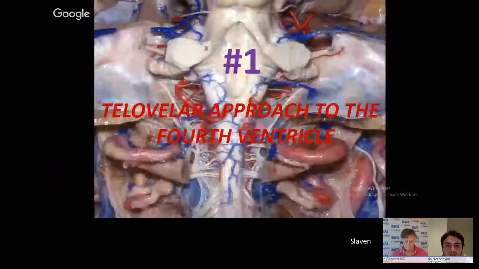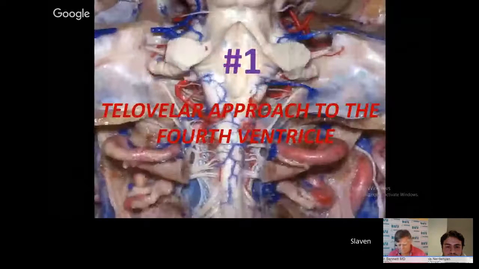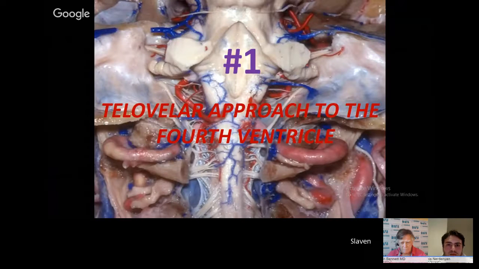So let me start now with the presentation. As I said, today we will focus on the telovelar approach to the fourth ventricle. But first, let me say a few words about Professor Rhoton and how I got the idea. Professor Rhoton is a professor of neuroanatomy at the University of Gainesville in Florida, and he is one of the most well-known authors in the field of microsurgical anatomy.